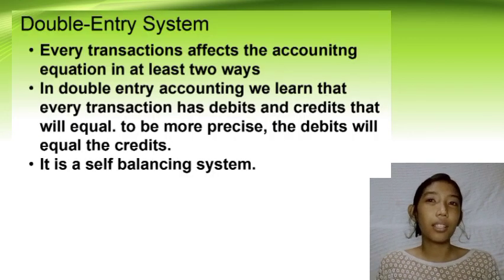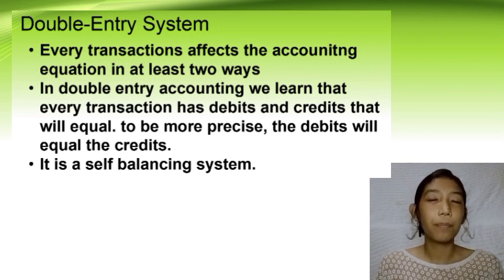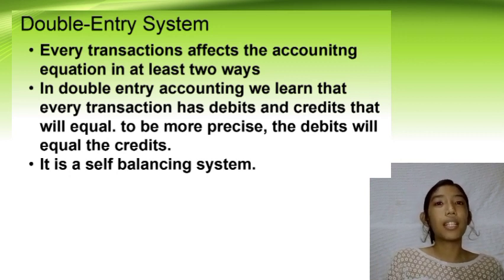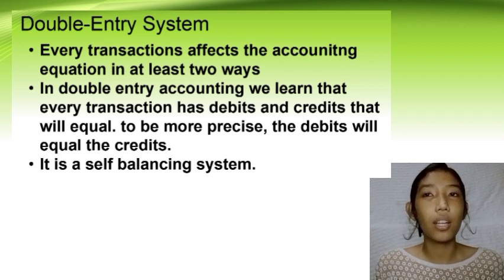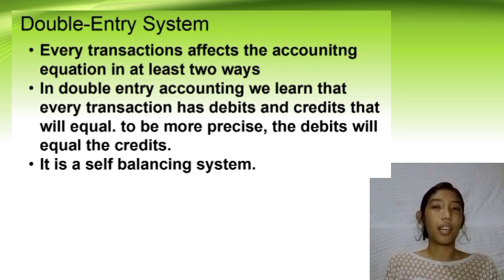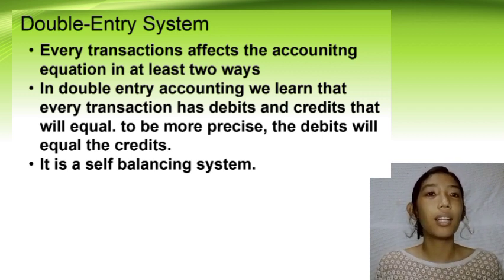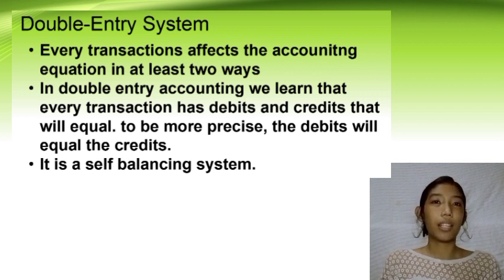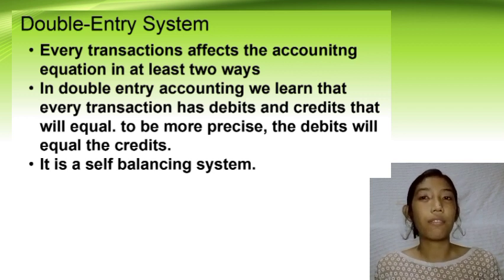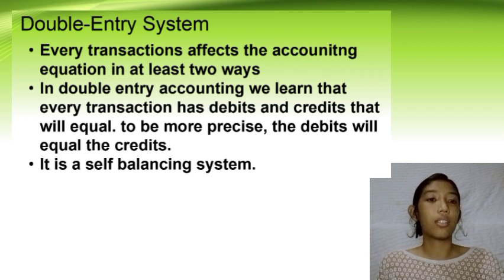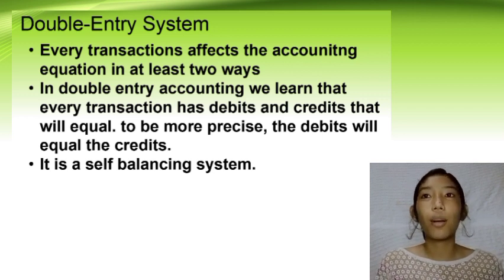Now, let's take a look at the double entry system. Every financial transaction involves at least two accounts and each entry must be recorded as a debit and a credit. The terms debit and credit are used to describe the two sides of a financial transaction. Okay, so let's talk about the debit.